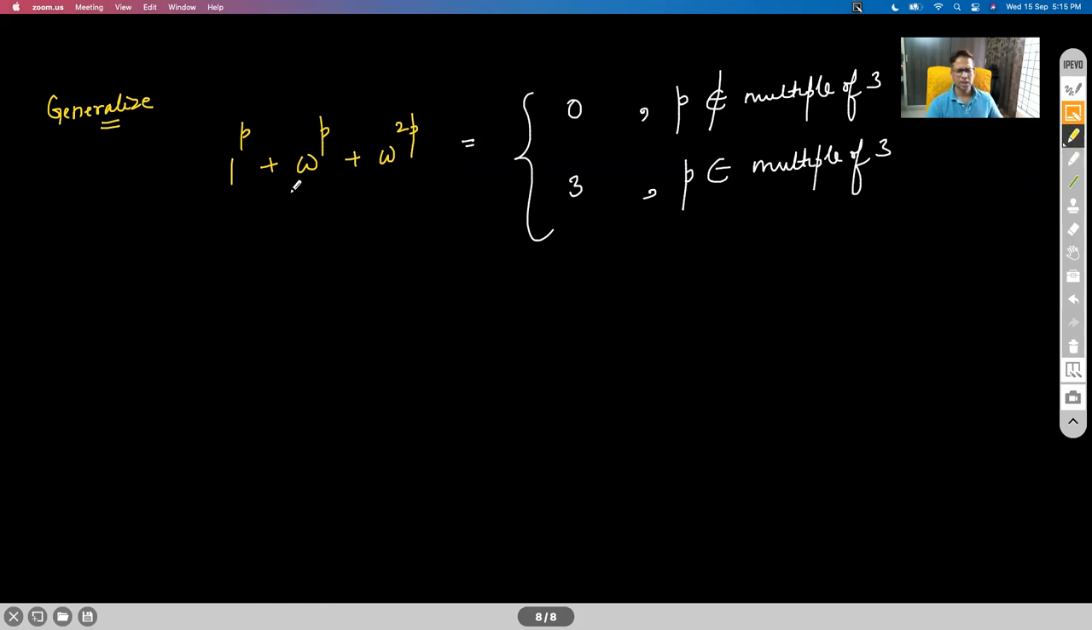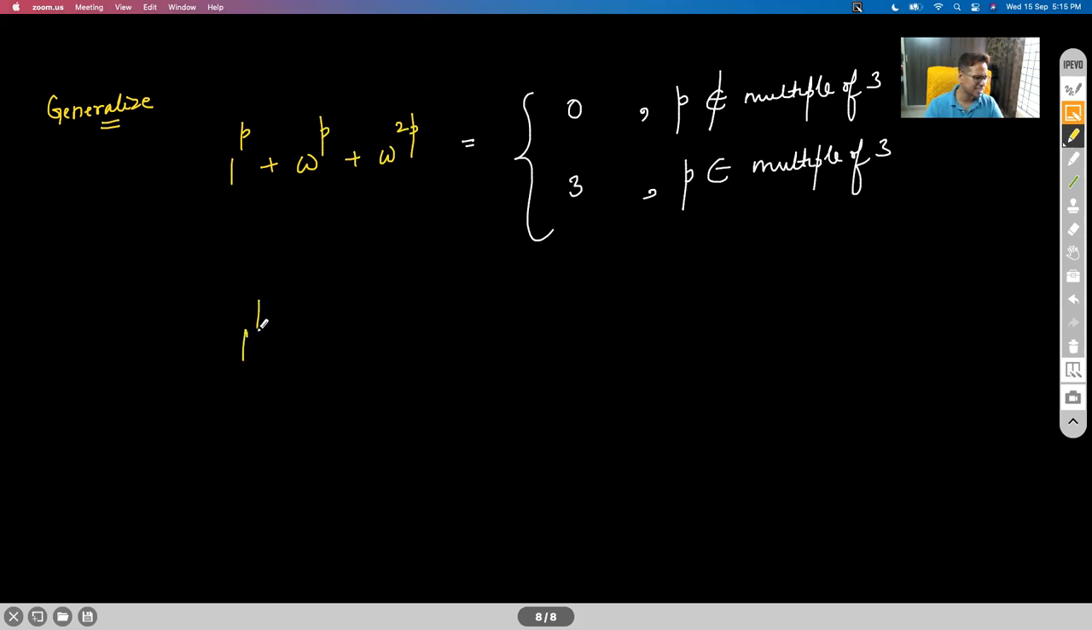Okay. Now, the second answer is very simple. You say, sir, if p is a multiple of 3, then all of them will be omega raised to the power of a multiple of 3. So 1 plus 1 plus 1, 3. Simple as that. So how do you get the first one, that it is 0 if p is not a multiple of 3?